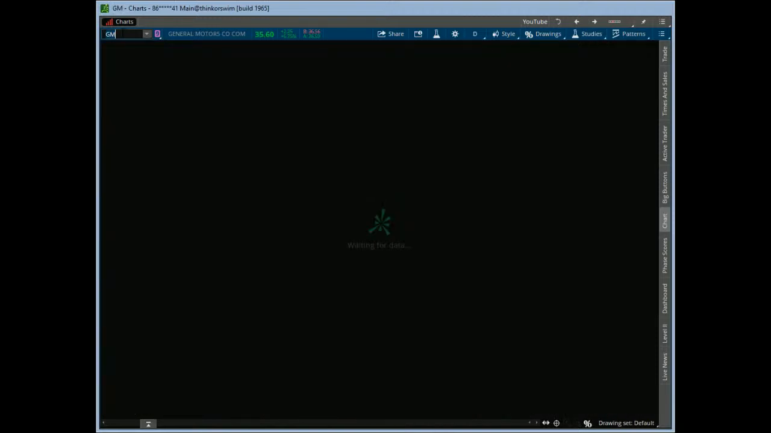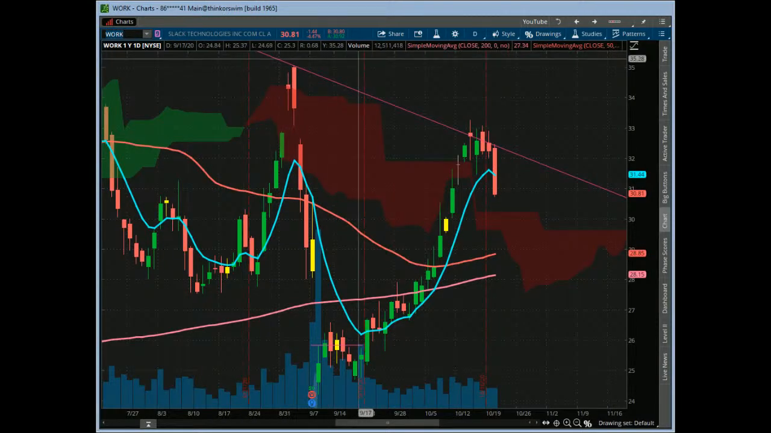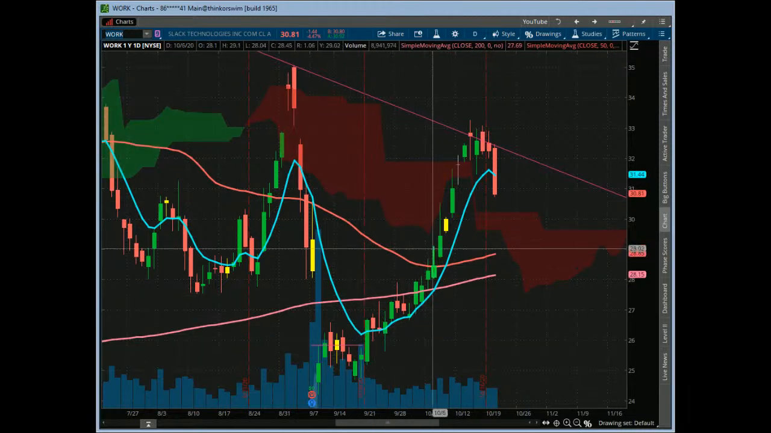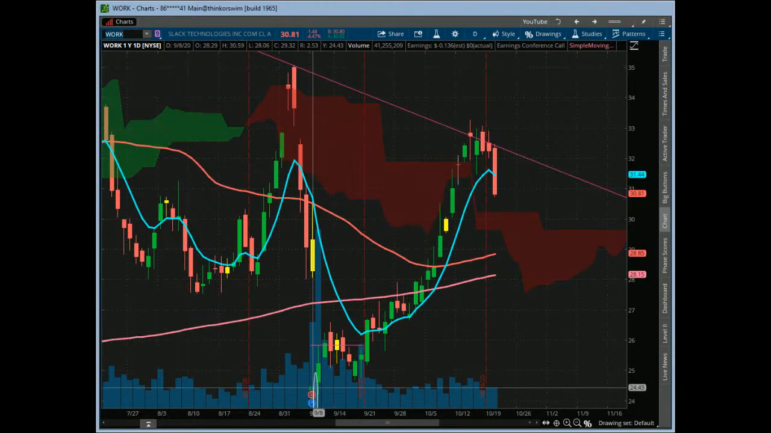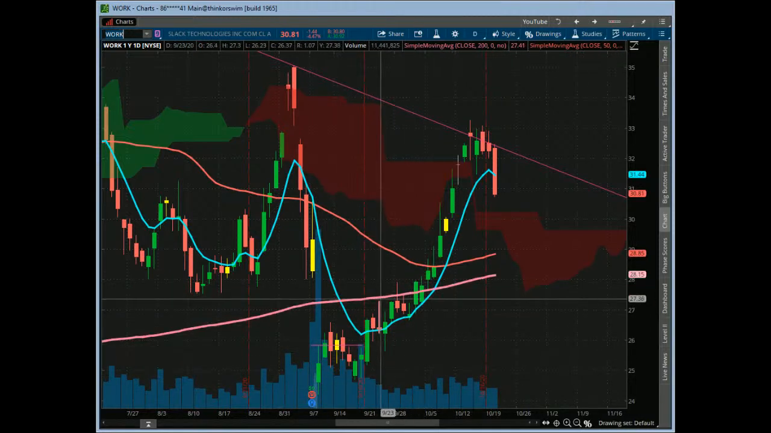Looking to get in around... Oh yeah, Work. Whew. This is the trade that got away, right? Oh my goodness, look at that pullback on that one today. But what a great trade here off of the good earnings, right? Good earnings. This is for the patient.